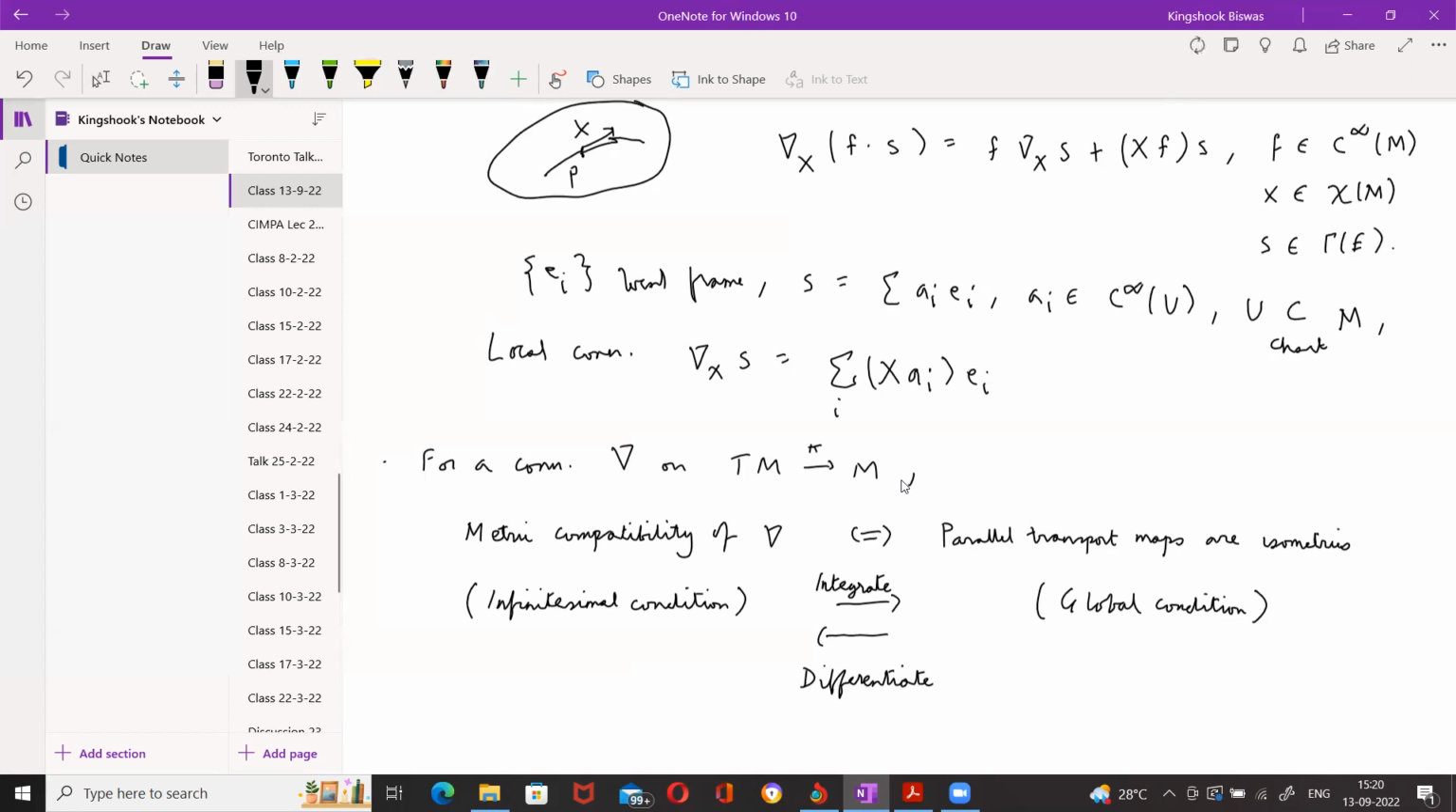So the connection is infinitesimal data and the parallel transport maps are global data. That's how I think of them, at least. But they're equivalent, basically. Does this help to understand?